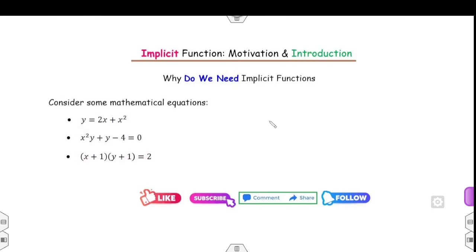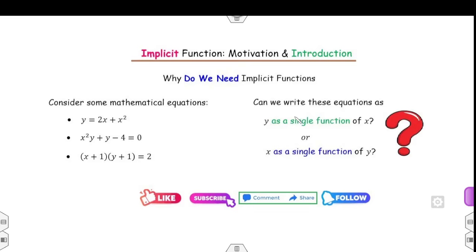Now if I ask you, can you write these three functions either y as a single function of the x or x as a single function of the y? Make sure students you have to pay more attention on the word single. You have to focus a lot on single. Fine. So can you write y as a function of the x or x as a function of the y?